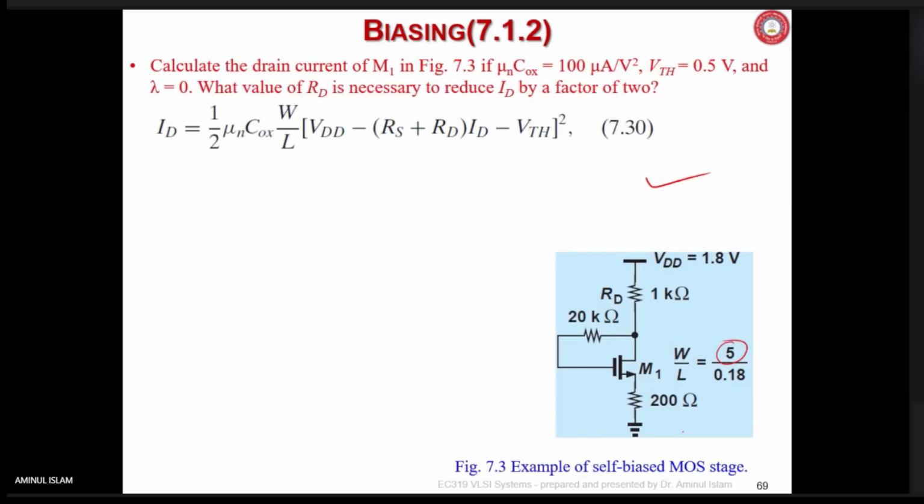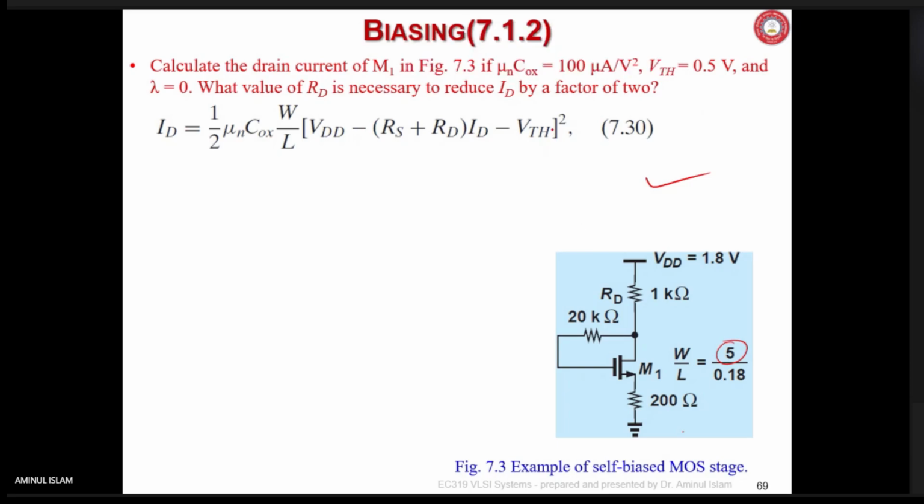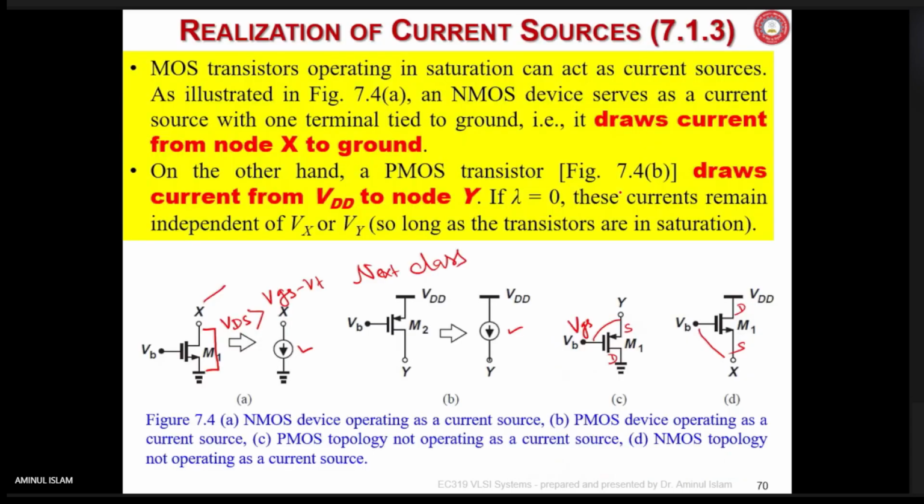Okay. So it follows that this equation can also be written. Now, a calculation based on this. Calculate the drain current of M1 in this figure if mu n Cox equals 100 microampere per volt square, VT equals 0.5 volt and lambda equals 0. What value of RD is necessary to reduce ID by a factor of 2? I think you can do all this yourself. We'll discuss something else.